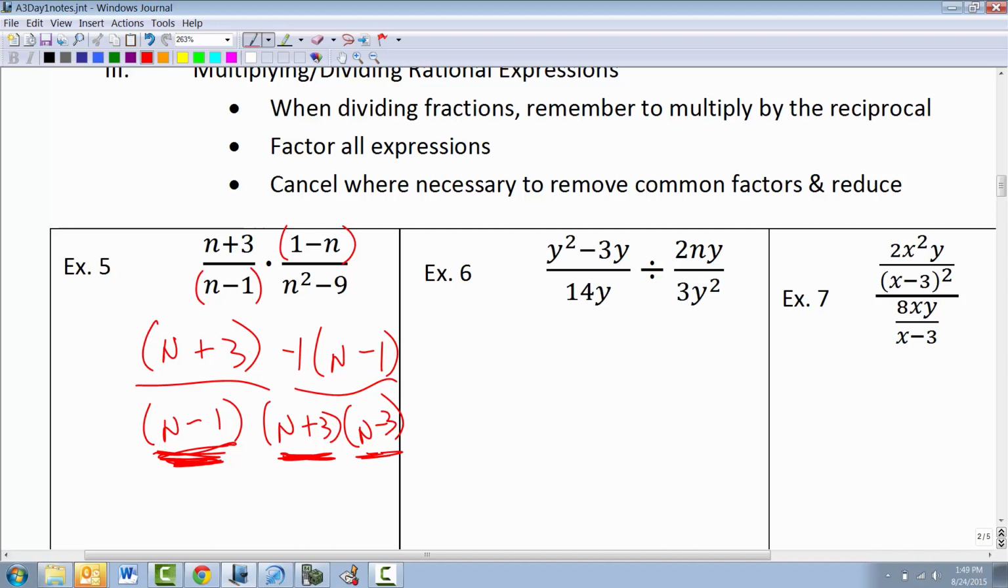Who cancels? The n plus 3s, and n minus 1. And then what's your final answer? Negative 1, right? Over n minus 3.